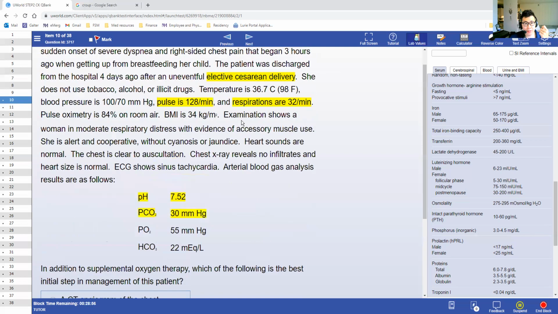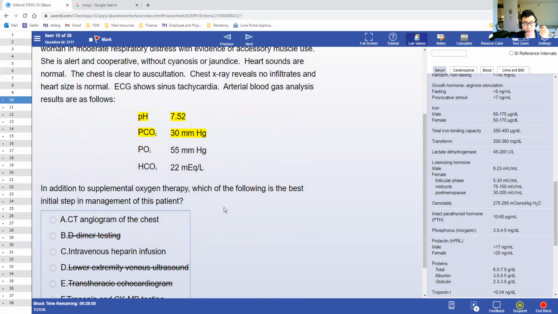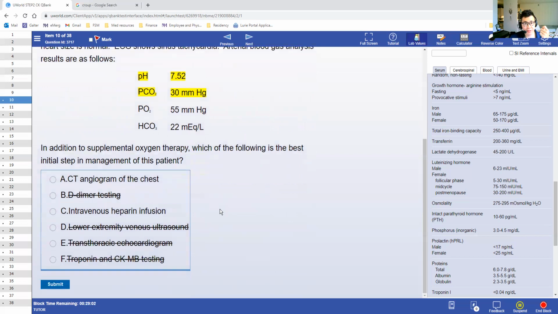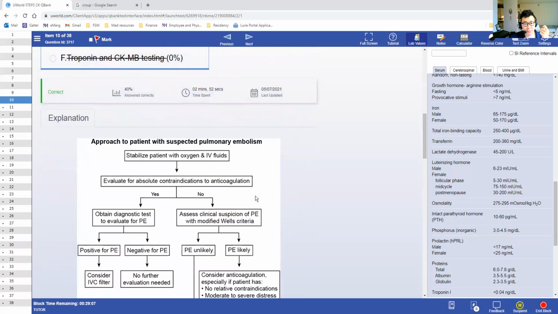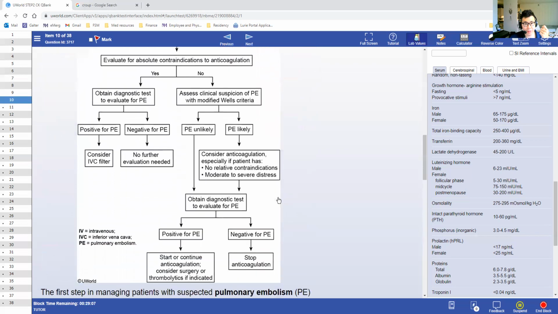Yeah, you know what? Given that this patient's acutely ill and these vitals are kind of bad, I want to give something for treatment immediately. I don't want to wait for diagnosis, so I go with IV heparin infusion. Oh, hey, look, I'm in the minority, but the minority was right.